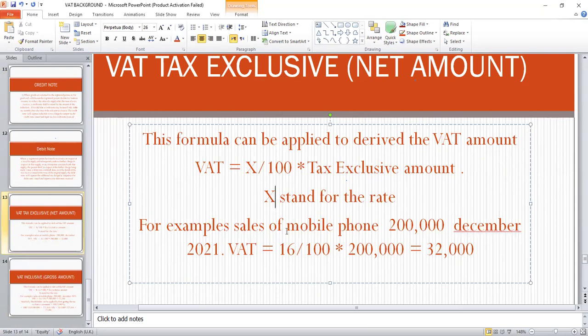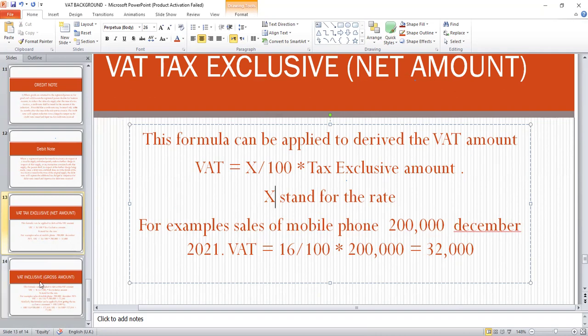For example, we have sale of a mobile phone, 200,000, December 2021. Remember, December 2021, the rate was 16%. Now, X is 16%. We just apply 16% of 200,000 directly to get that 32,000. That is if it is an exclusive or net amount. You just apply the rate directly by taking 16%.